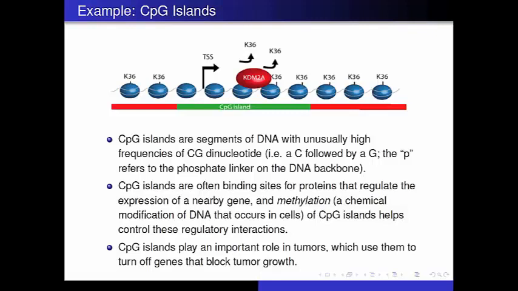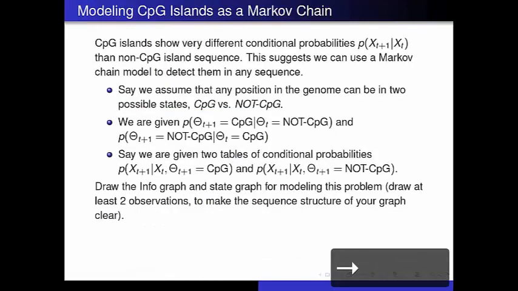CpG islands are involved in the shutdown of genes that act as tumor suppressors. So basically tumors, if you will, misuse CpG islands to selectively turn off genes that would normally kill off that tumor cell, and that escape from programmed cell death is actually one of the ways that a cell can go down the road to becoming unregulated growth, in other words, a tumor.